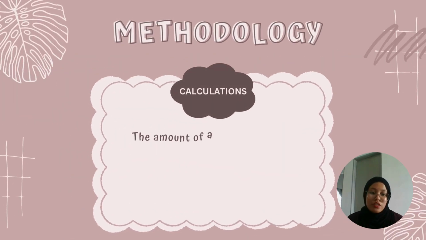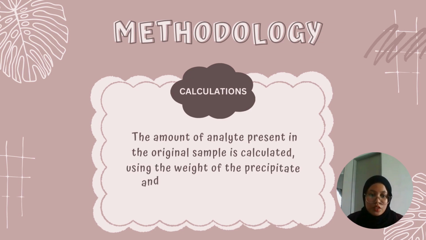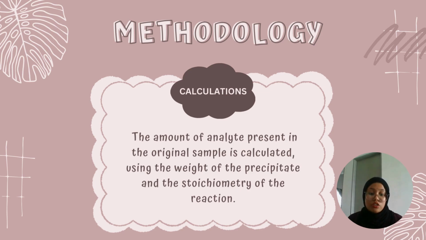Last but not least is calculation. Calculation is the last step of methodology. The amount of analyte present in the original sample is calculated using the weight of the precipitate and the stoichiometry of the reaction. Okay, I will pass to the next slide.